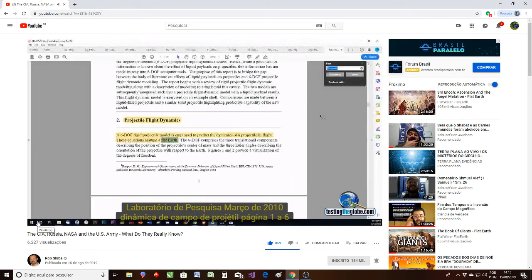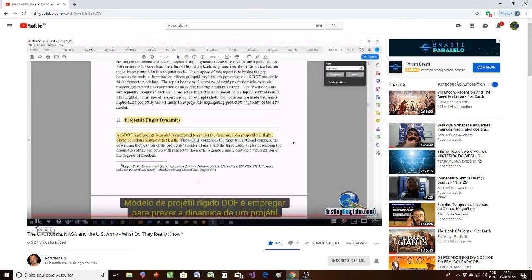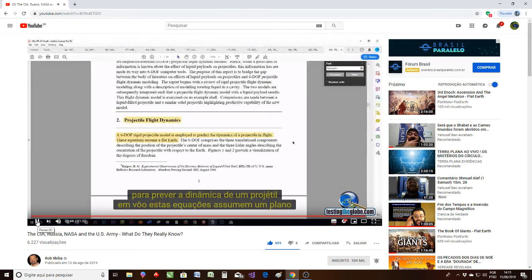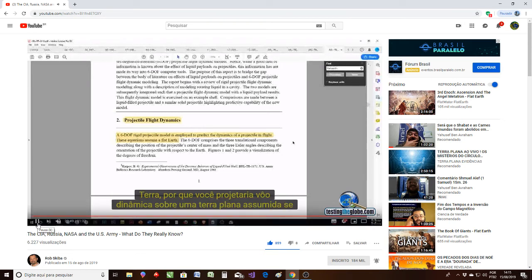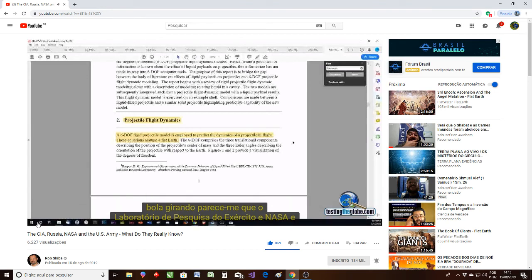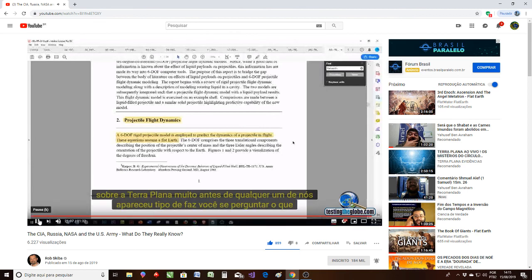Projectile field dynamics, page 1. The 6-DOF rigid projectile model is employed to predict the dynamics of a projectile in flight. These equations assume a flat Earth. Why would you project flight dynamics over an assumed flat Earth if in reality we are dealing with a spinning ball? It seems to me that the Army Research Laboratory and NASA and the Russians and the CIA have been talking about flat Earth long before any of us showed up. Kind of makes you wonder, what do they know?